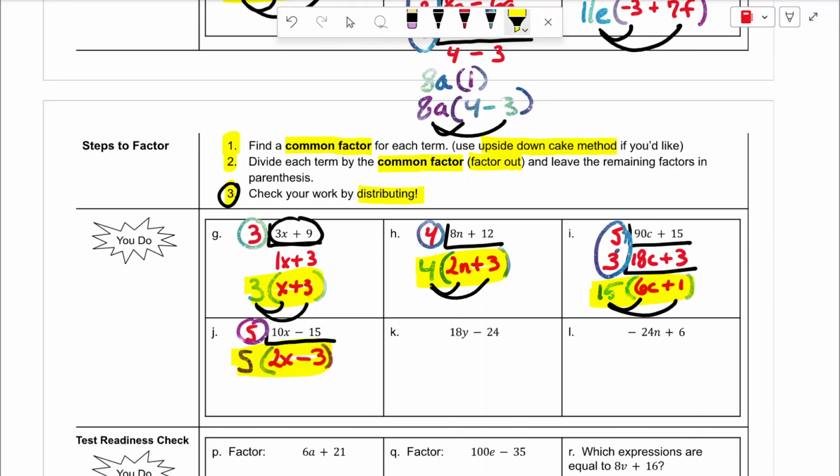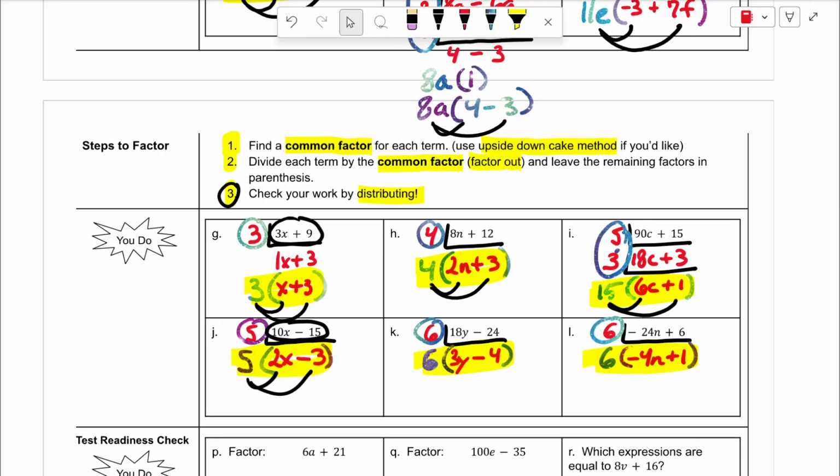Here's your J answer, 5 times the difference of 2x and 3. Remember, use your distributive property to check your work. And that is the same thing as 10x minus 15. Now you're going to pause the video. You're going to try K and L at once. Pause now. All right, there is K and L. And remember to always check your work using the distributive property.